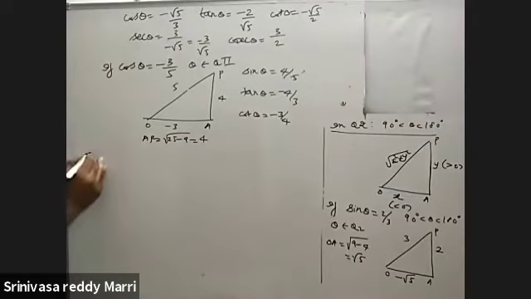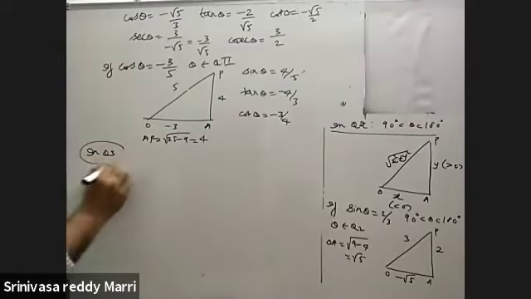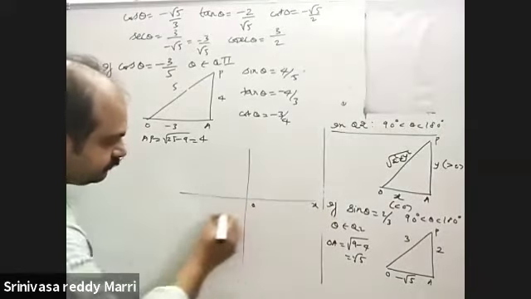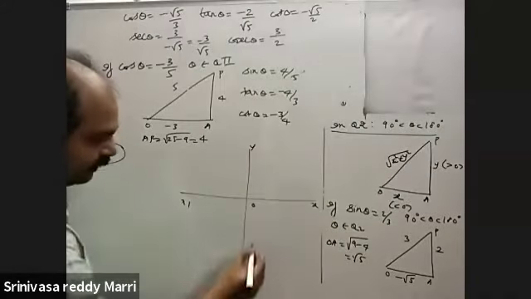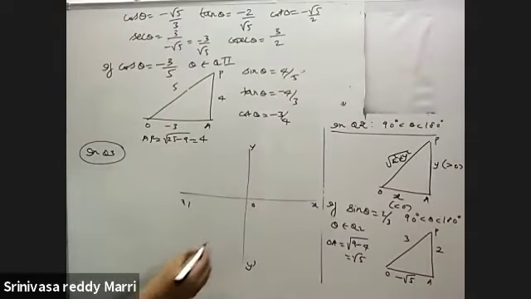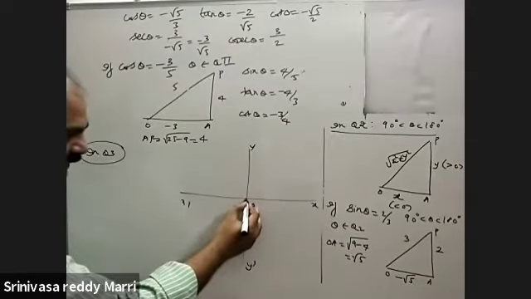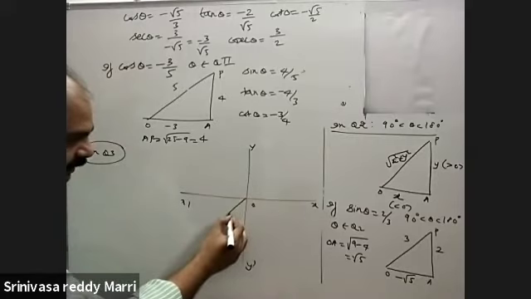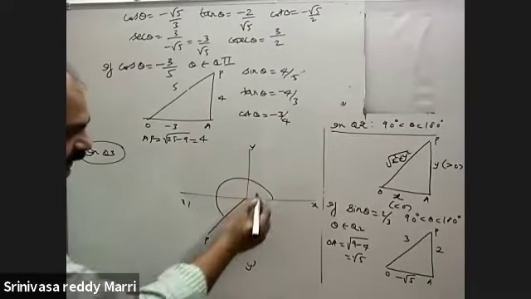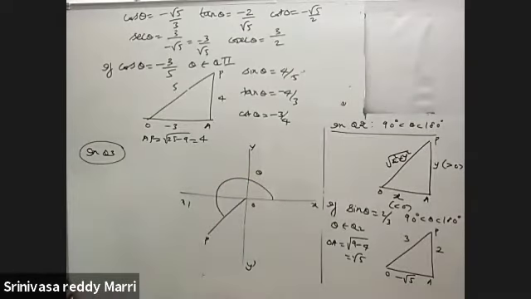Suppose, let us say, in quadrant 3. In quadrant 3 the scenario will be like this. Suppose the angle theta is in quadrant 3, we will draw a ray like this, measuring the angle. P will be like this. This is the angle theta which is in quadrant 3. The terminal ray will be in quadrant 3.